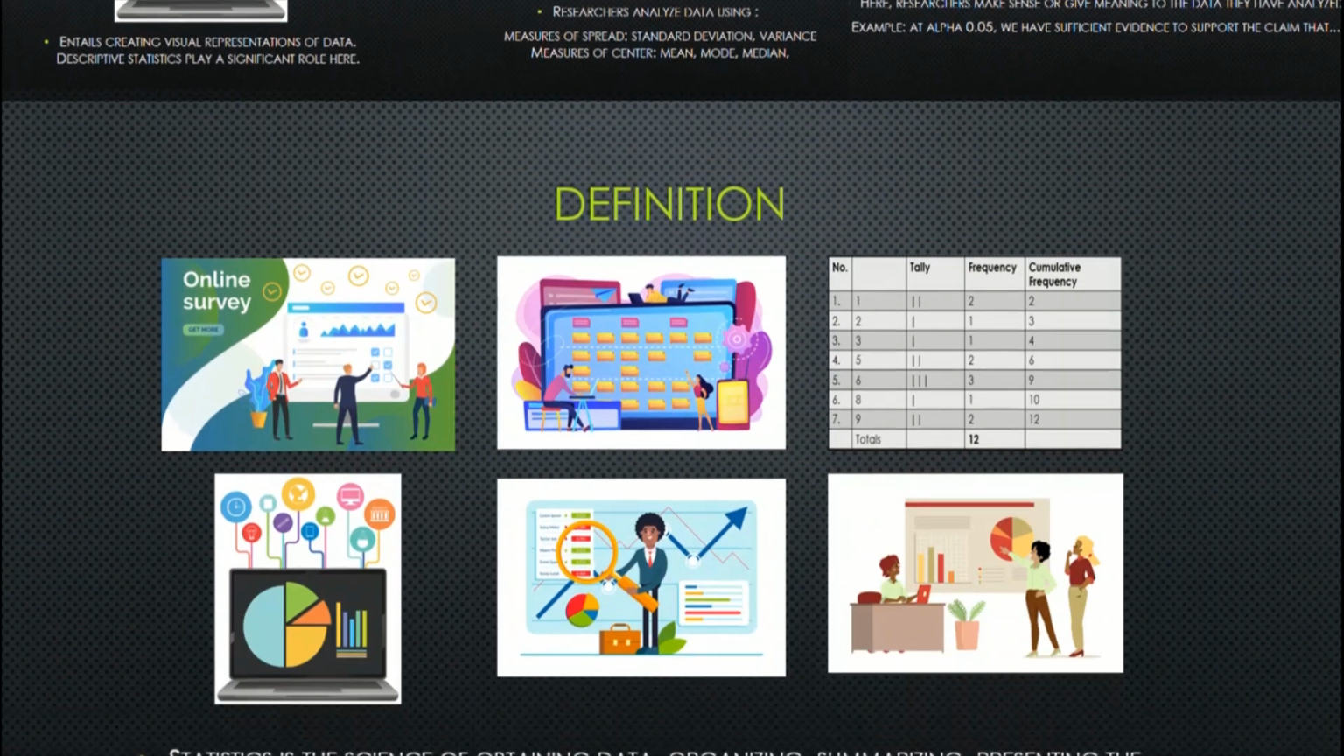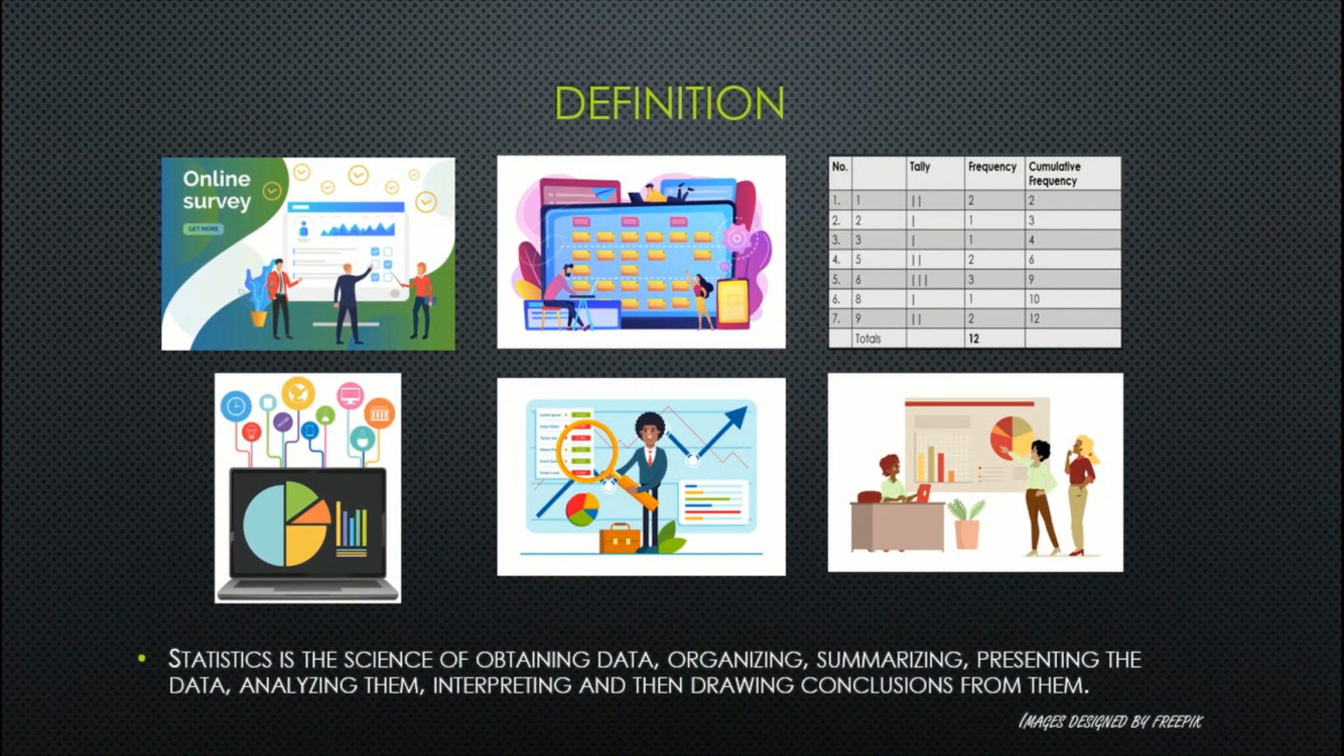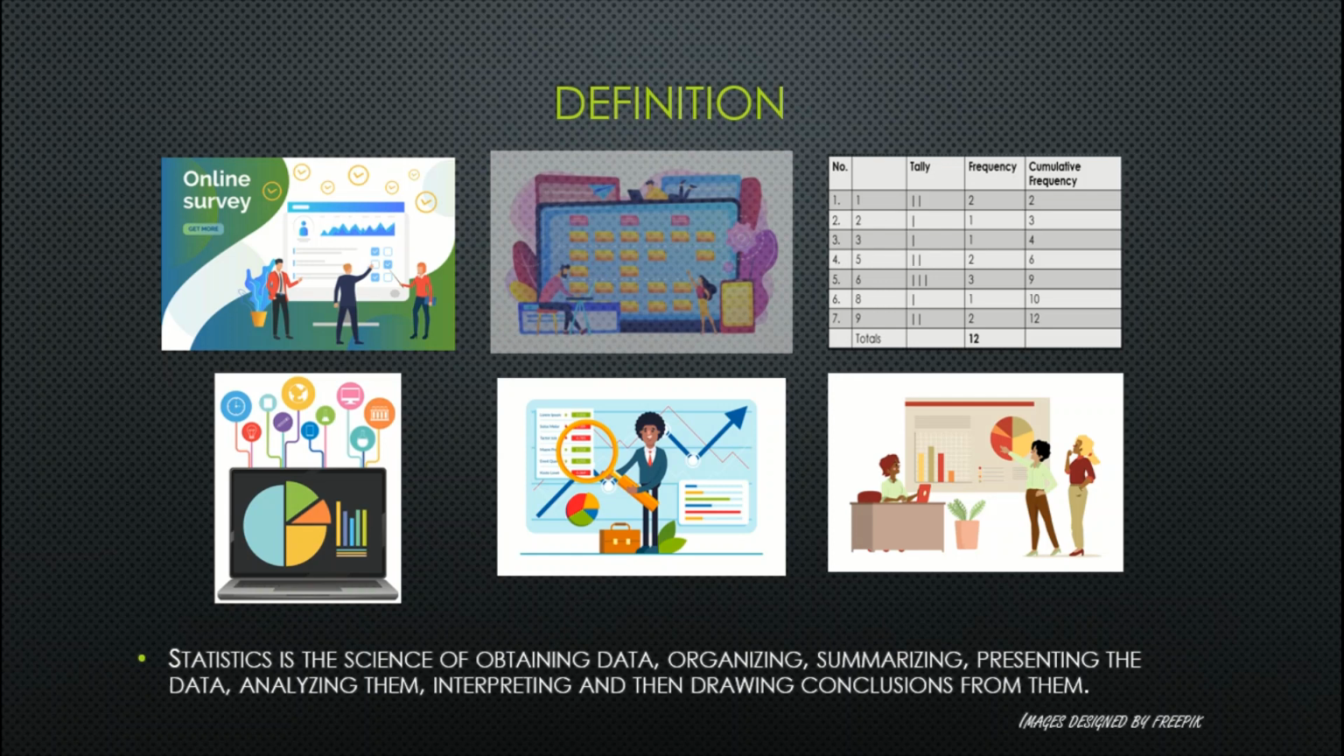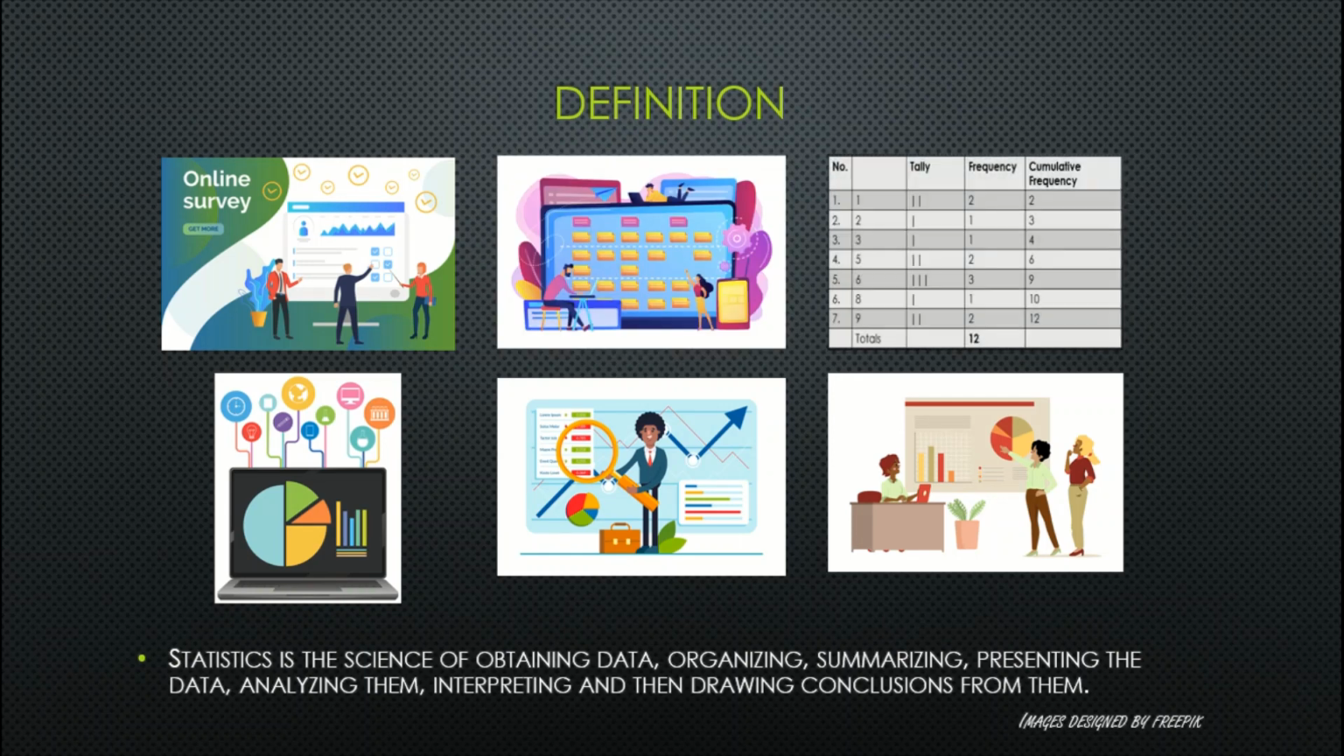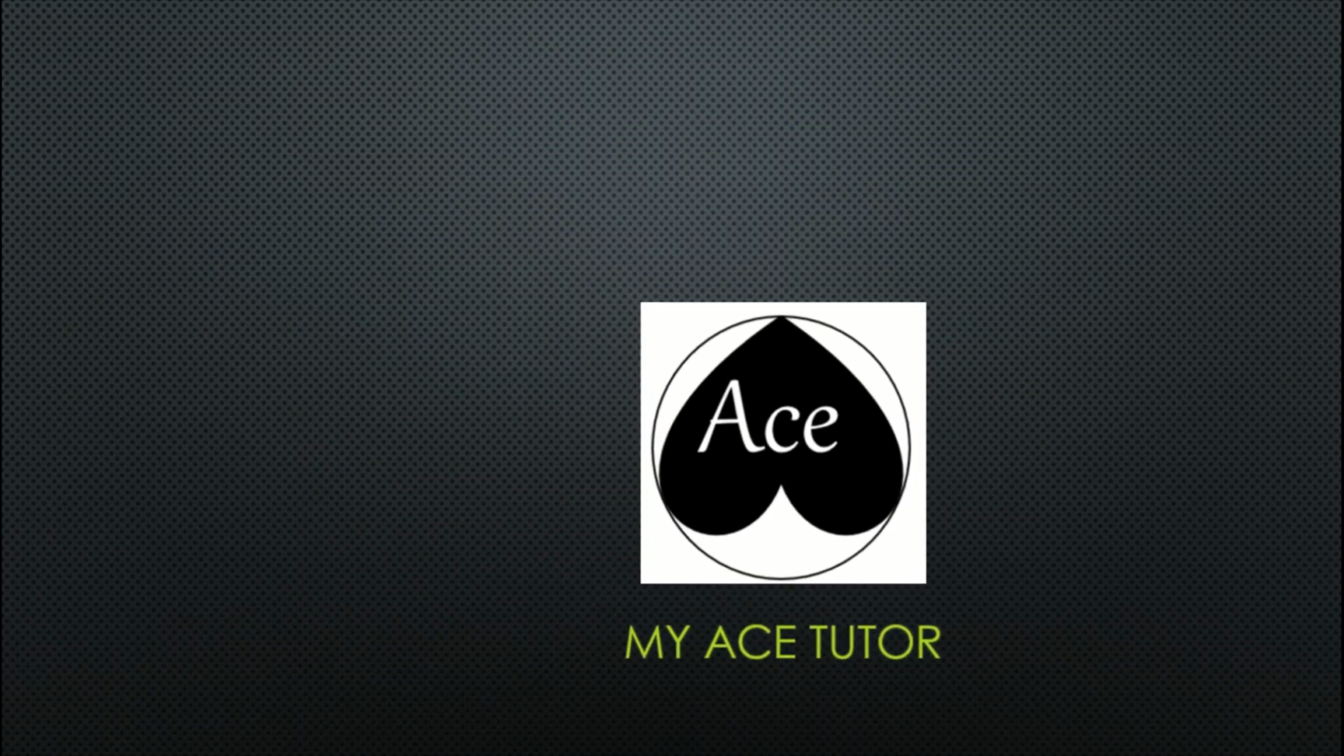We have seen, therefore, that statistics is the science of obtaining data, organizing the data, summarizing the data, presenting the data, analyzing the data, interpreting them, and then drawing conclusions from them. So let's look at an example of statistics.